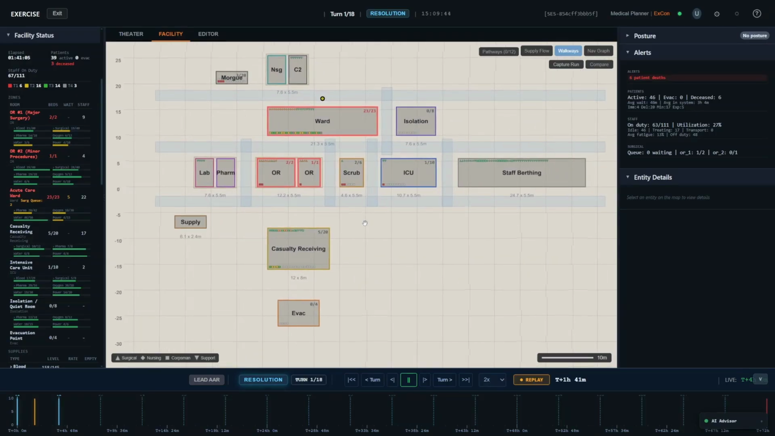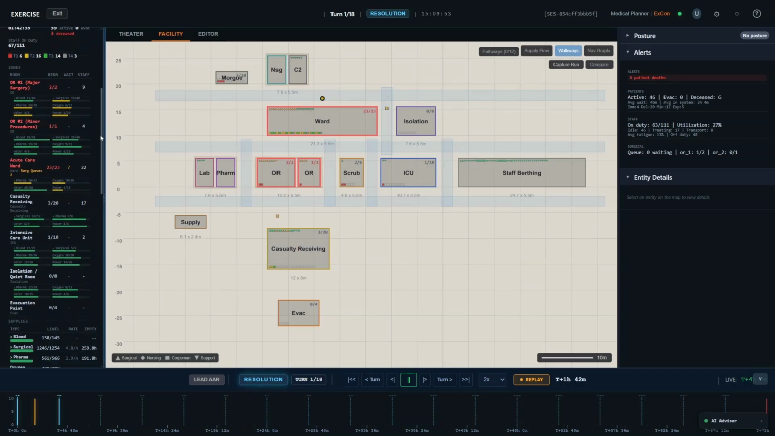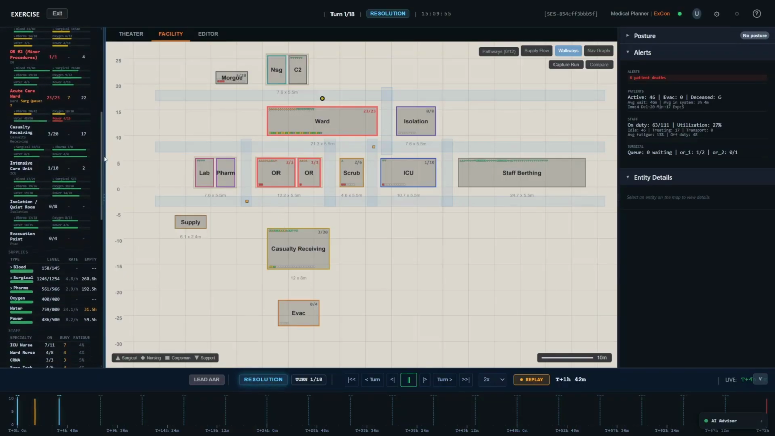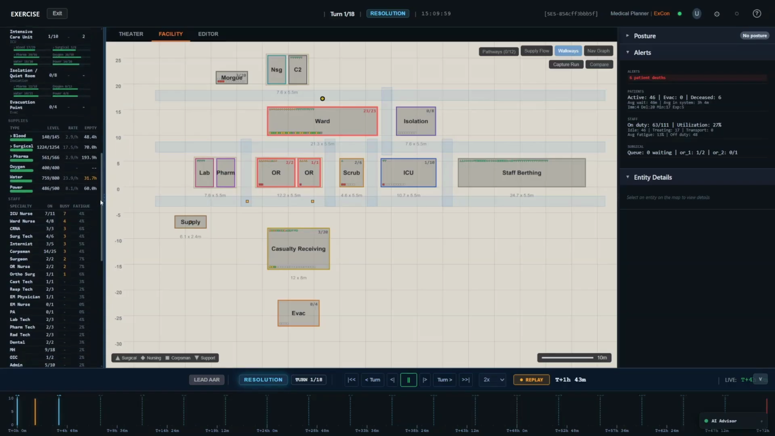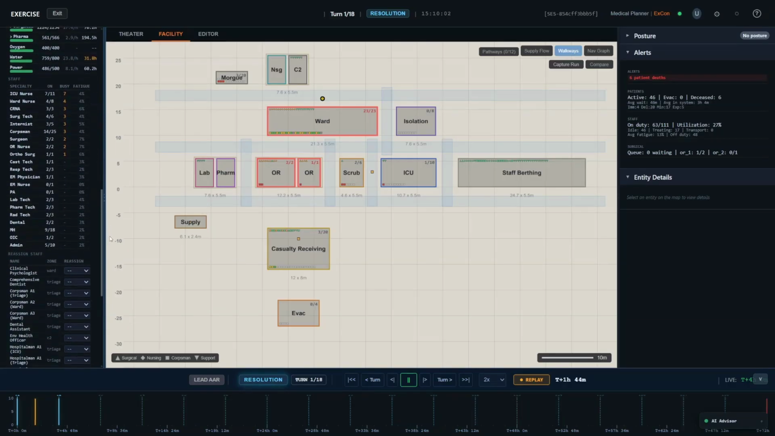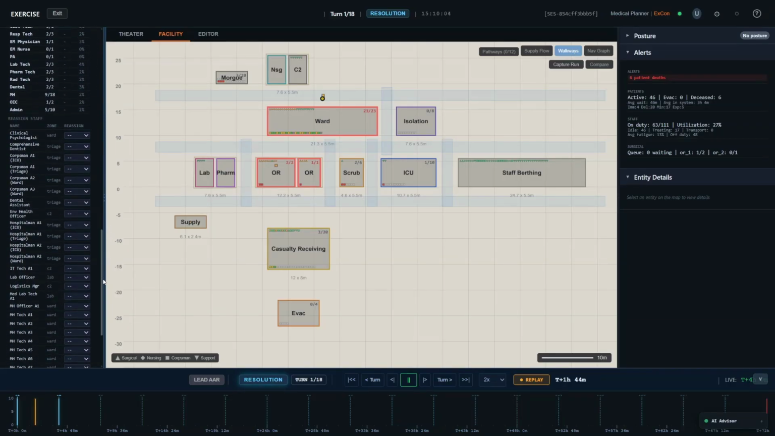The status table shows zone occupancy, supply burn rates, blood, surgical consumables, pharmaceuticals, oxygen, and staff fatigue by specialty. The simulation surfaces bottlenecks. The OR queue is building because one anesthesia provider constrains 2 surgical tables. That constraint is visible before deployment, with time to fix it.